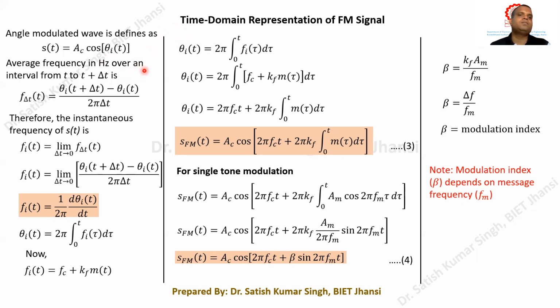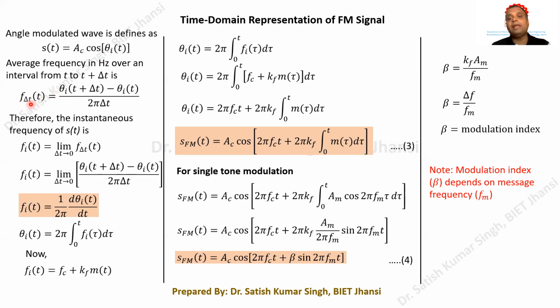If it is rotated this much, then we have to calculate the average frequency of this particular phasor. How do we calculate it? We need the angle rotated, which is the final angle theta i(t plus delta t) minus the initial angle theta i(t), divided by 2 pi delta t, the interval in which it has been rotated. This way we can calculate the average frequency of the phasor over a time interval of delta t.